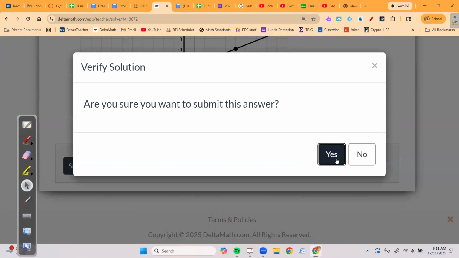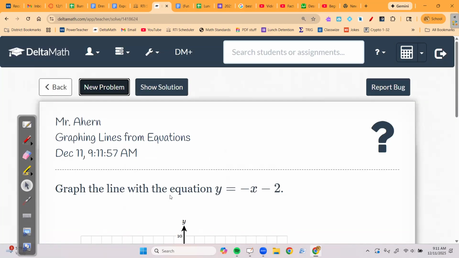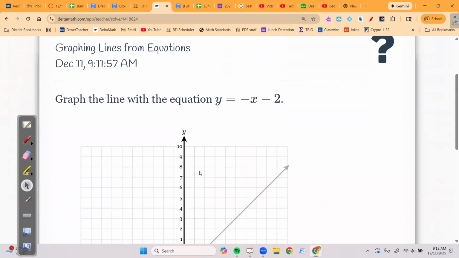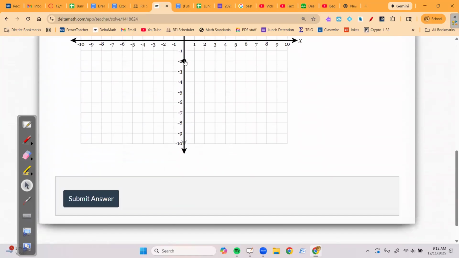I'm going to submit. The purpose of this assignment is just to get it stuck in your head over and over and over again, the ability to make a line. Make sure your slopes are correct. Where am I going to start this equation? Down 2. What is my slope? -1/1 is the fraction. So talk me through that. Yep. And there's my -1 slope.